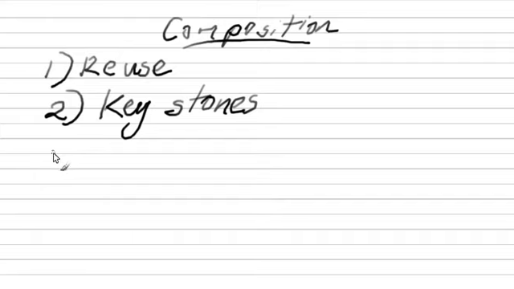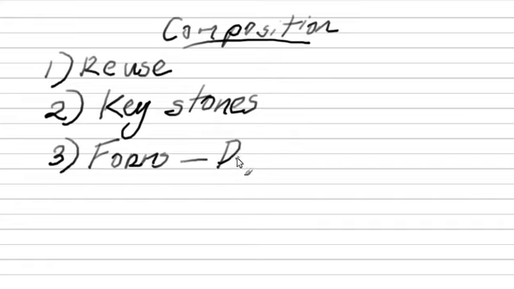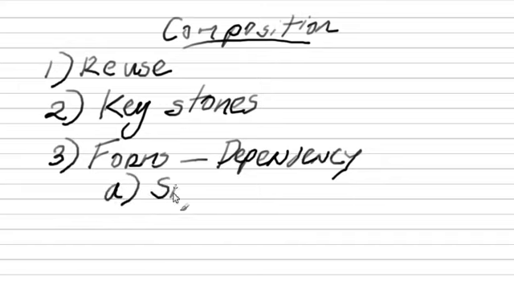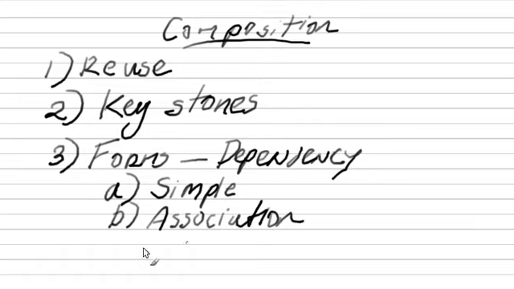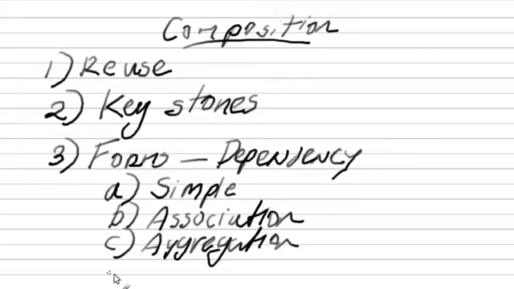Composition, folks, has a lot of different forms. So I'm just going to briefly describe what they are. All the forms create what's called a dependency. That means an object is dependent on some other object. And that dependency can be in the form of what we call a simple dependency. It can be what's called an association. It can be an aggregation. Or it can be full composition.